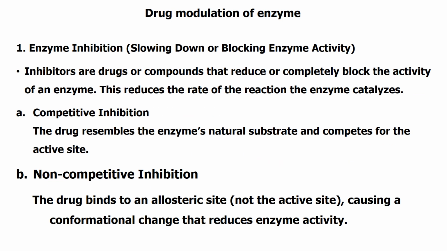Now, how do drugs modulate enzymes? It does so by slowing down or blocking enzyme activity, which is called enzyme inhibition, by competitively inhibiting enzyme action, or by non-competitively inhibiting. That is when a drug binds to an allosteric site, causing a conformational change that reduces enzyme activity.